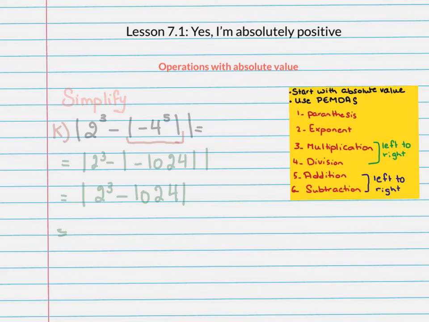Now we go back to solving the bigger absolute value. We will start with the exponent. 2 to the power of 3 is 8 minus 1024. The answer will be absolute value of negative 1016. Removing the absolute value, we will have 1016 as a positive number. So the final answer will be 1016.